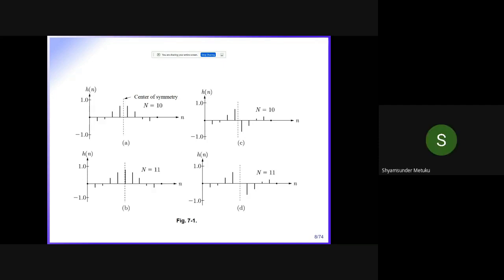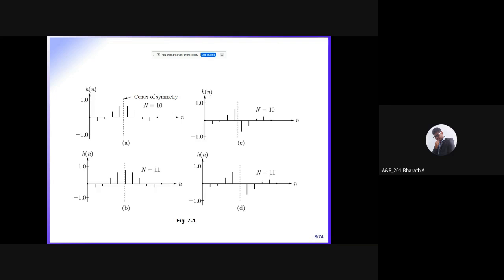Symmetry also. The center of symmetry is given, because it's an odd sample, even samples. But the odd sample is given in the bottom one, B. Correct? A and B are going to give you two symmetry conditions, with an even number of samples and with an odd number of samples. Agreed or not? Yes, sir. Whereas figures C and D are also basically symmetry, but it is called skew symmetry. Skew symmetry means the negative of the right hand side or left hand side. Okay? Is it clear?